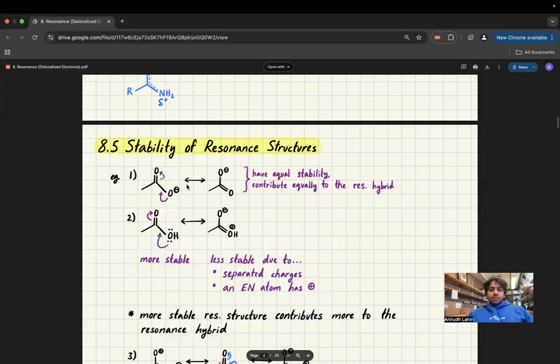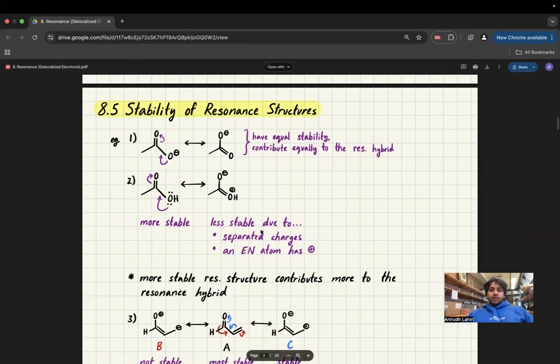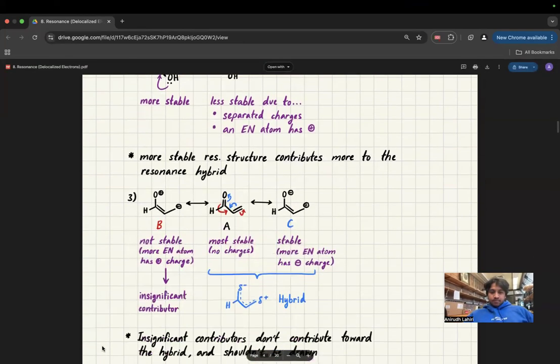Equal stability basically means that this one is contributing as much to the resonance structure as this one. More stable, less stable. Less stable because of the separated charges. This one has no formal charges. This one has two formal charges. So it's kind of clear why this one would obviously be the more stable structure.